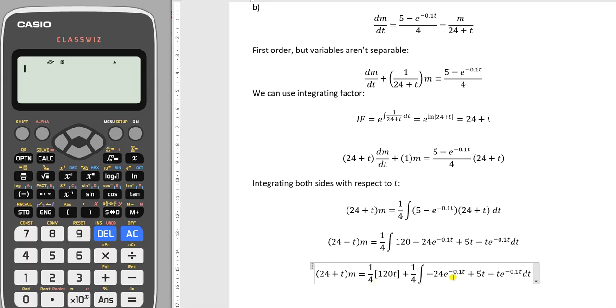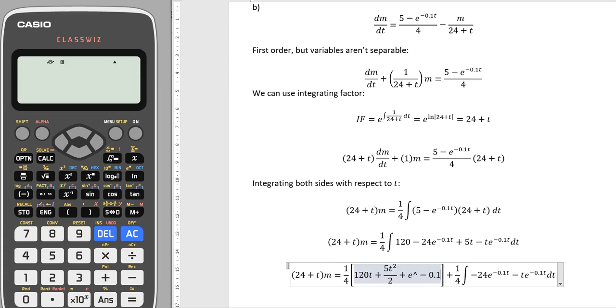So I'm going to call it a quarter of 120t, so I've dealt with that bit. The 5t over here, I can integrate as well. That'll give me 5t squared over 2. The e to the minus 0.1t, that's an easy one to integrate as well. Don't forget the minus 24. e to the minus 0.1t integrates to give e to the minus 0.1t divided by minus 0.1, the derivative of the power. But dividing by minus 0.1 is the same as multiplying by minus 10. And we've already got a minus 24, so this turns into a positive 240. Now that bit is gone.